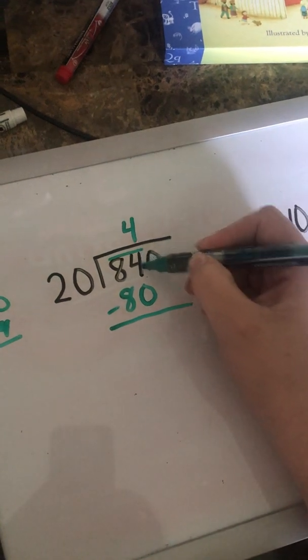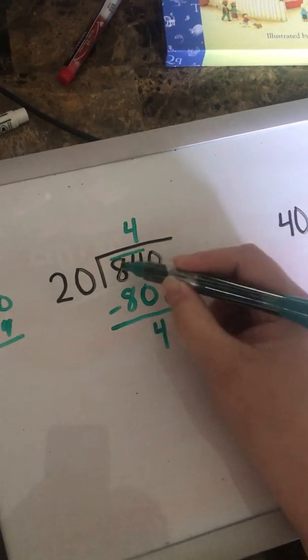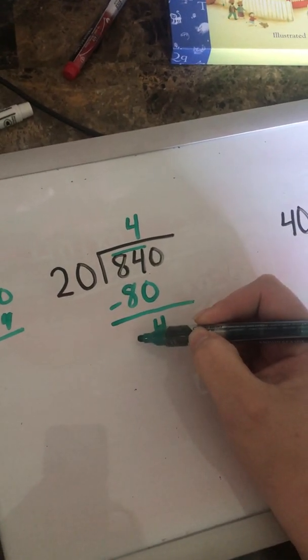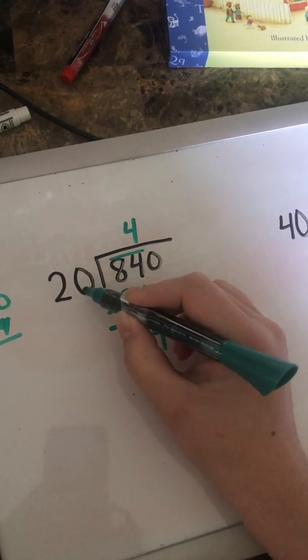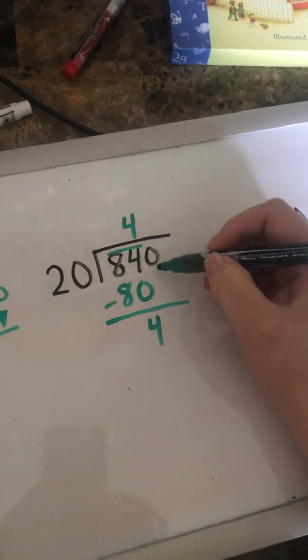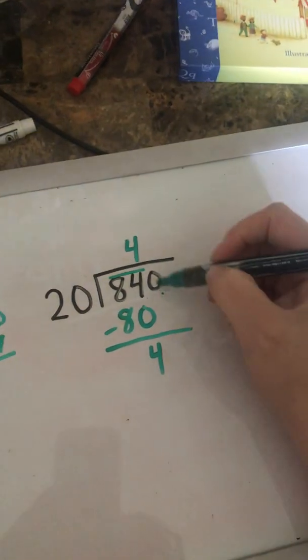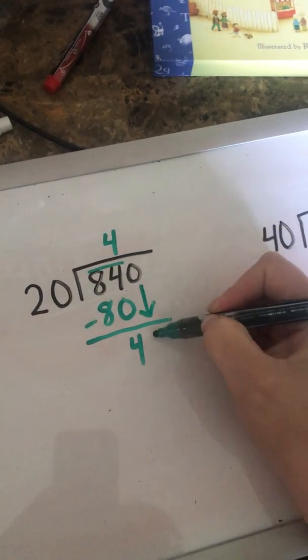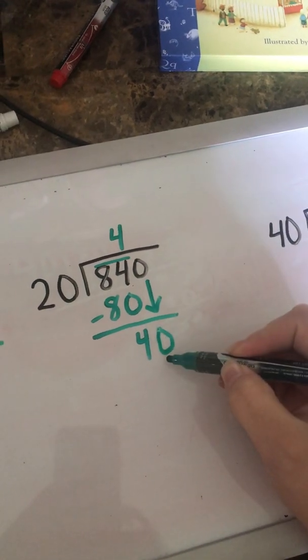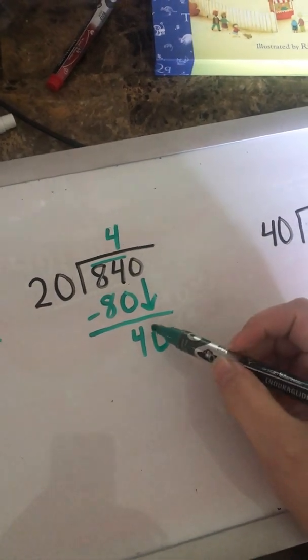Then we subtract. 4 minus 0 is 4. 8 minus 8 is 0. We want to compare. 4 is smaller than 20. So now we have another step. This is a little extra than before. So you bring the 0 down, and now we have 40. So now we can divide.